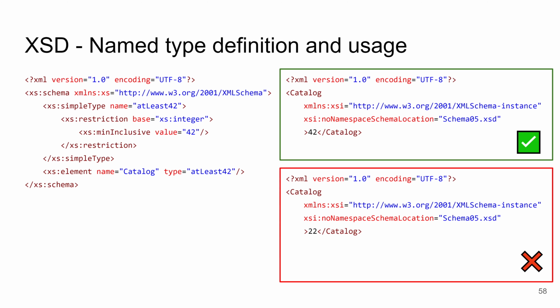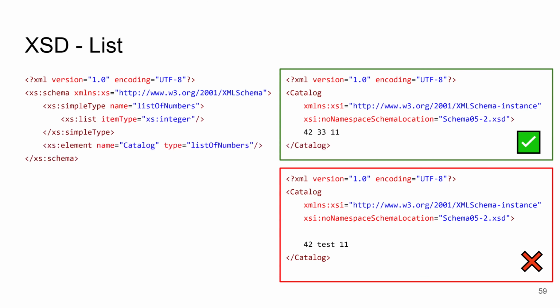So here the valid and invalid documents are the same, but the XML schema now uses a global type definition, which is then referenced from a global element definition. Now an example of the list. So here we have a list of numbers type, and we use it in the catalog element. And the valid is the list of numbers separated by spaces. And invalid is the second example where instead of the second number we have a text, which is not a number. So this one is invalid.